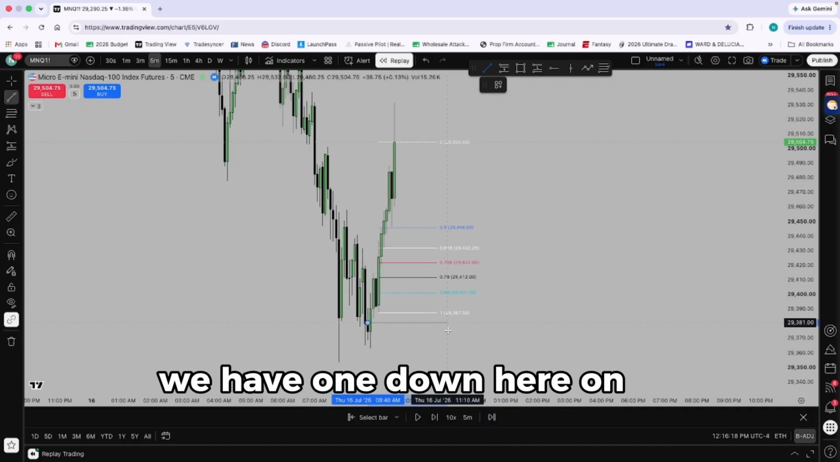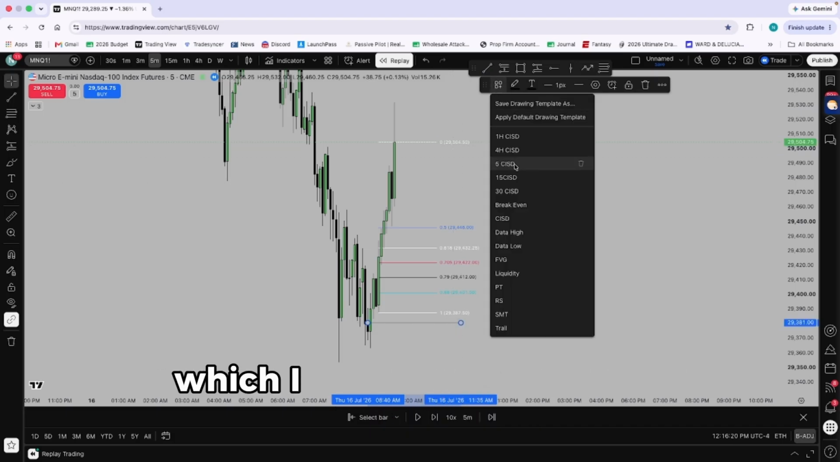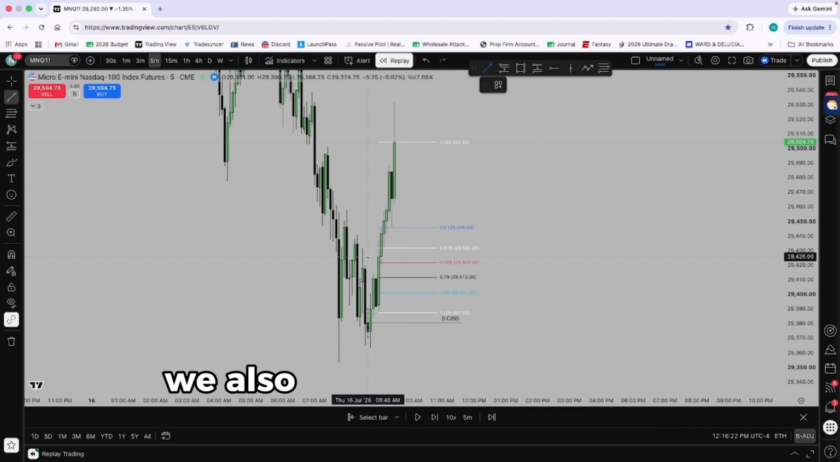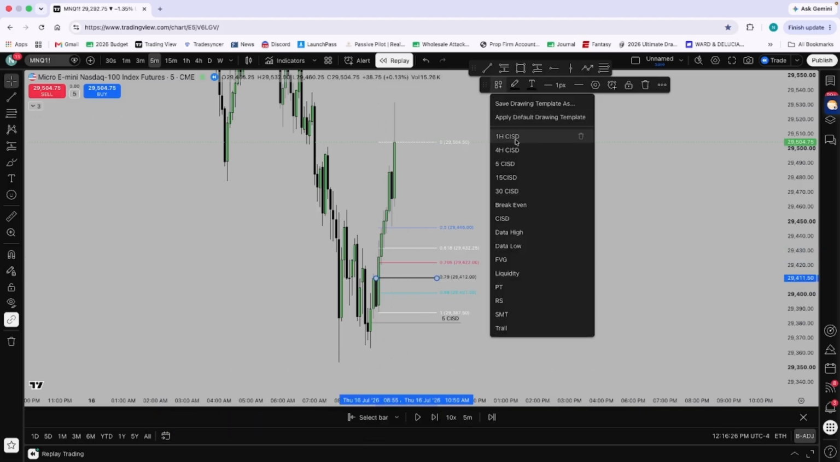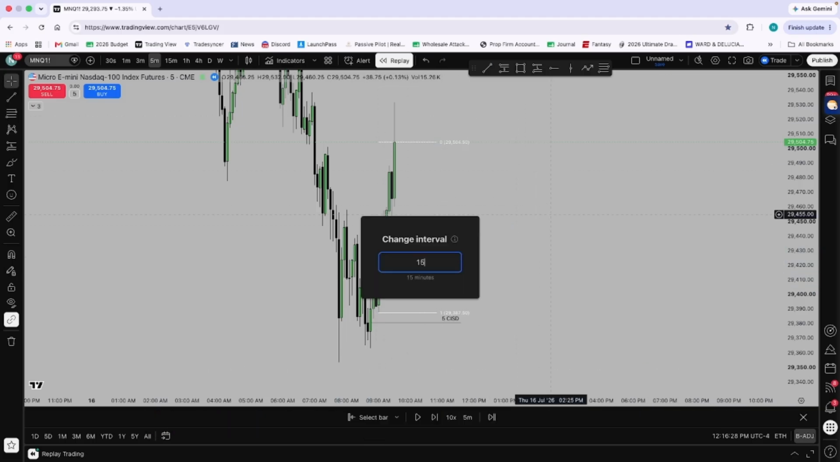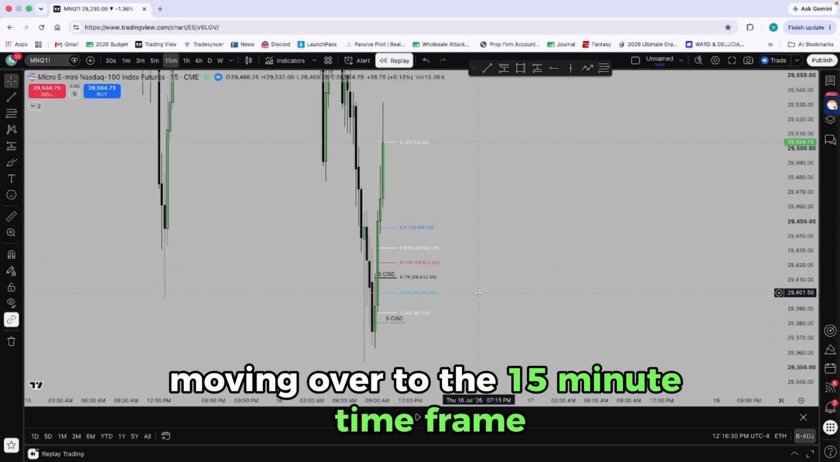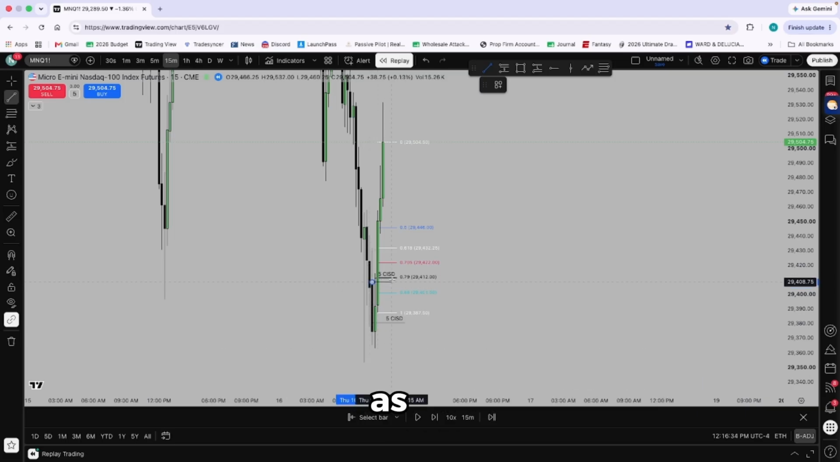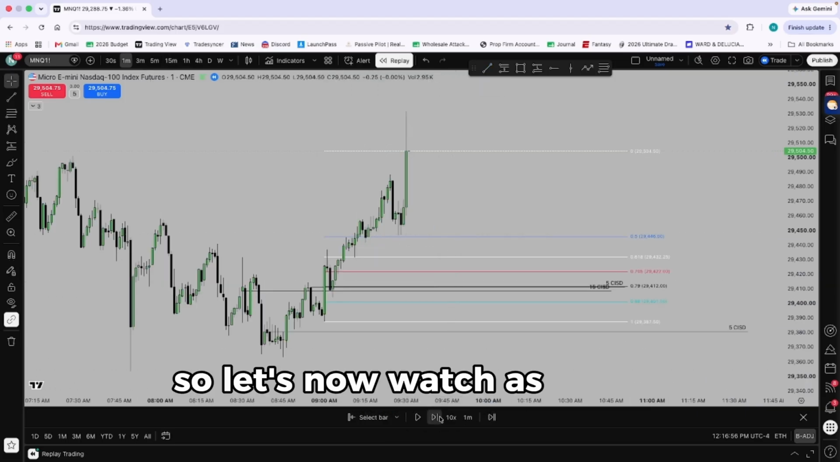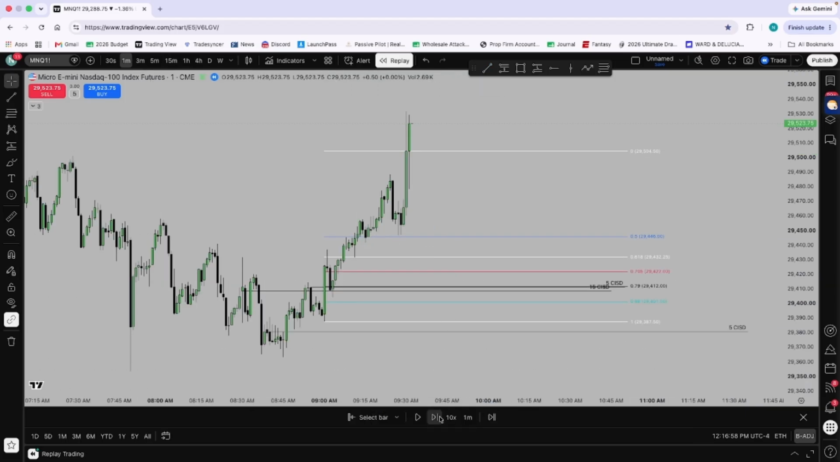We have one down here on the 5-minute, so I will mark the 5-minute change in state of delivery. We also have one external 5-minute change in state right here. Moving over to the 15-minute time frame, you can see we have a 15-minute change in state of delivery right here as well. So let's now watch as market open forms some price action.